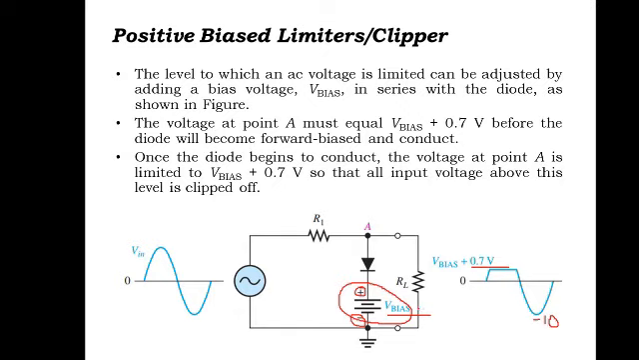For example, let us say that your Vbias is 2 volt. Therefore, the output which you are going to obtain during the positive half cycle will be Vbias plus 0.7, that is nothing but 2.7 volt. So this is the difference between a normal clipper and a biased clipper.